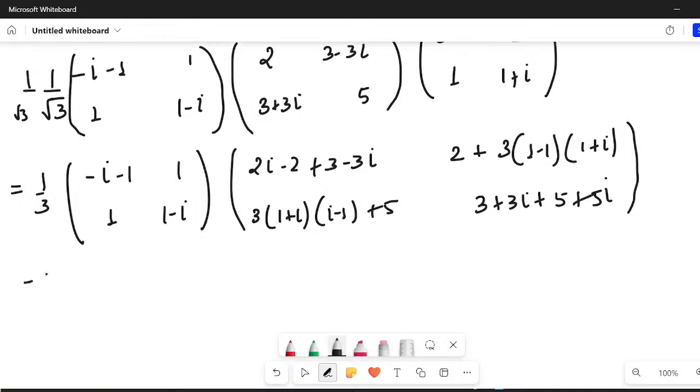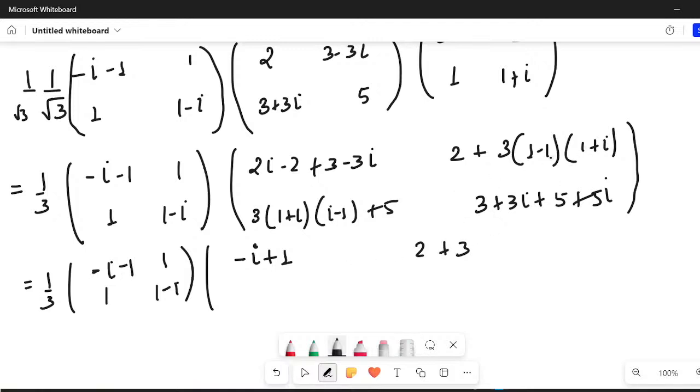So eventually what I'm getting is 1 upon 3 here. This is minus iota minus 1, 1, 1, 1 minus iota here. And see, this is equal to 2 minus 3 iota is minus iota. What is minus 2 plus 3? This would be plus 1. This is 2 plus 3, and this is 1 minus iota into 1 plus iota. It would be 1 minus iota square, and 1 minus iota square is simply 2. So this will be 6, and 6 plus 2 would be 8. So I'm writing directly 8 here.